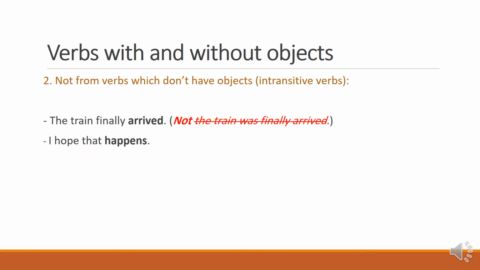Rule number 2 is, we do not create passive forms from verbs which don't have objects, or we can call them intransitive verbs, which do not allow a direct object. For example, the train finally arrived, and we can't say the train was finally arrived. I hope that happens. Arrived and happens are intransitive verbs which do not accept objects.